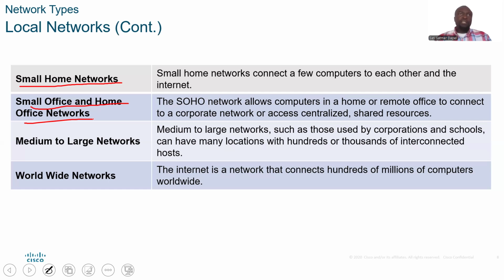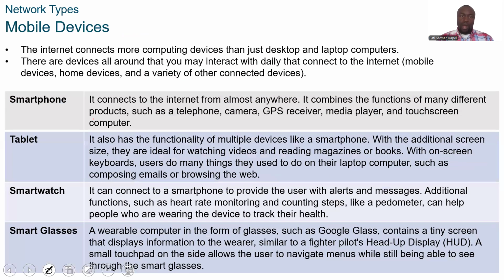So these days, what organizations do is host services in the cloud and then you are able to access them everywhere. Then we have what they call the medium to large network. The medium to large network, such as those used by corporations and schools, can have many locations with hundreds or thousands of interconnected hosts. Okay, then you have what we call the worldwide network. The internet is a network that connects hundreds of millions of computers worldwide. Now, let's look at mobile devices. When we say mobile devices, they are just devices that you can hold in your hands and move around with.